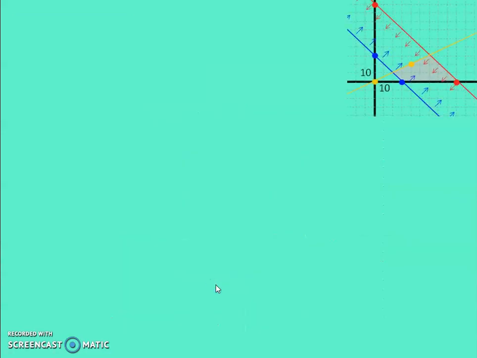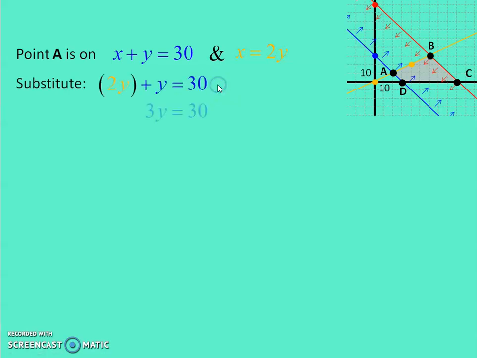Next, I will have to find the coordinates of the vertices, the corner points of that polygon. So if you want to pause and try that, go for it. If you already know how to do that, that's fine. I'll just quickly remind you that what I've labeled here as point A is on the blue and the orange lines. The blue equation was x plus y equals 30. The orange was x equals 2y. And I would solve that either by substitution or elimination. I did substitution here. So you can go through those steps if you need to. And this works out to be the point 20, 10.